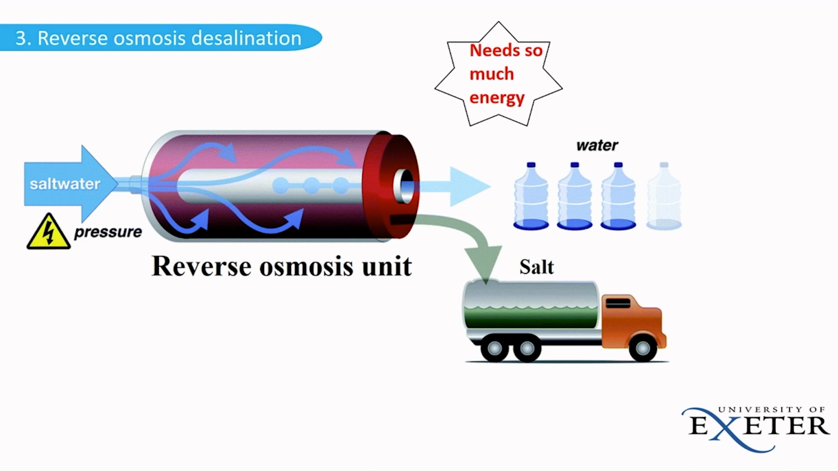For providing the required pressure for the reverse osmosis filter, we need so much energy. Most of the existing desalination plants all around the world are using fossil fuels, which causes global warming. That's why we need to find better options. We need to find clean, renewable energy.